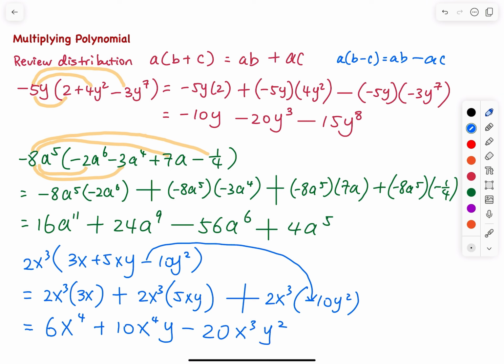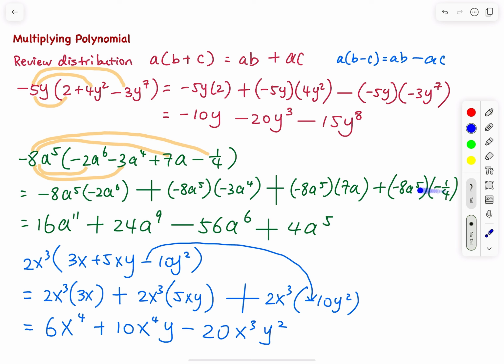With a little bit of practice, just do like 3 problems in your homework. You can actually just do 2x to the third times 3x, and then you write a 6x to the fourth, and then the next one you can just do 2 times 5, you write a 10, and then x to the fourth y. So basically you can skip the second line with a little bit of practice.